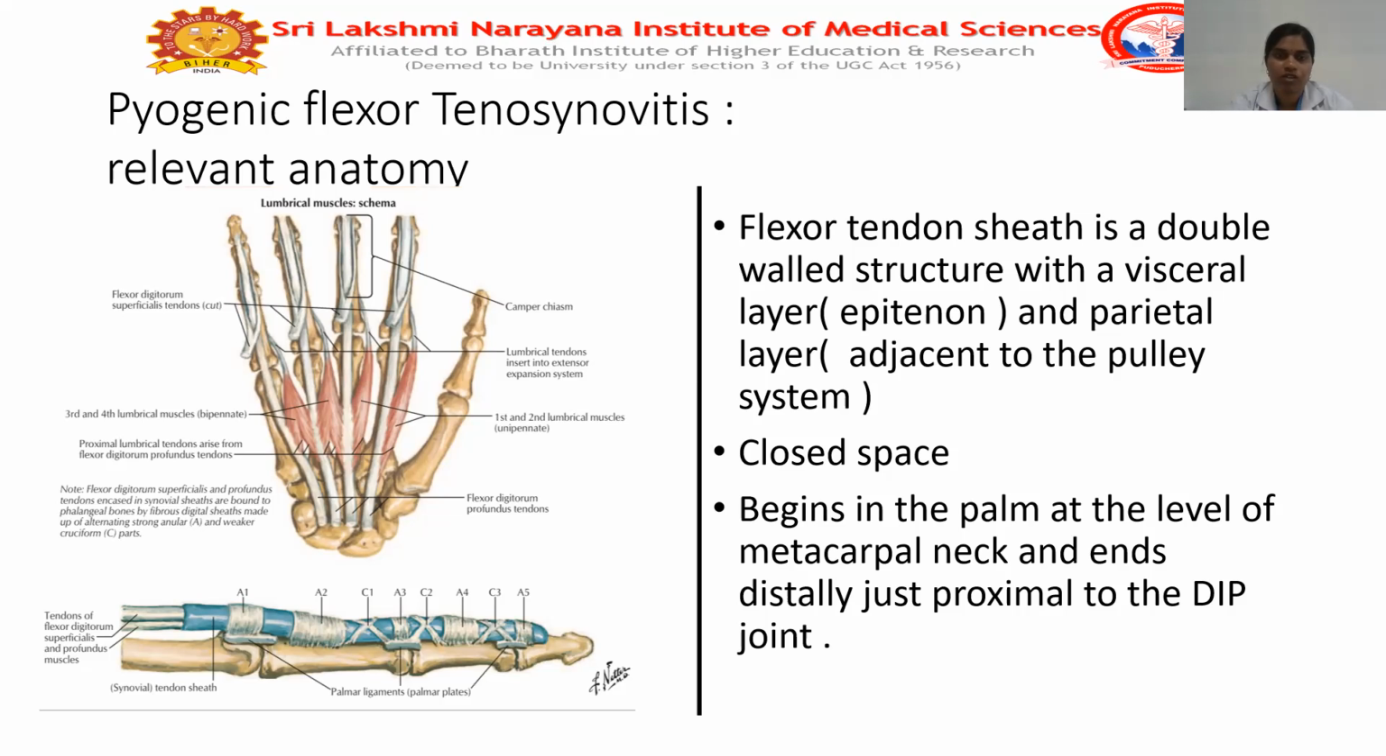The picture shows the flexor digitorum superficialis tendons, which cross the proximal interphalangeal joint and insert into the middle phalanx. Whereas the profundus tendons cross the distal interphalangeal joint and insert into the distal phalanx. These are covered by the bursae, the synovial tendon sheath.